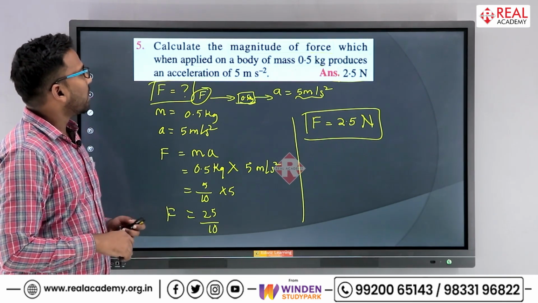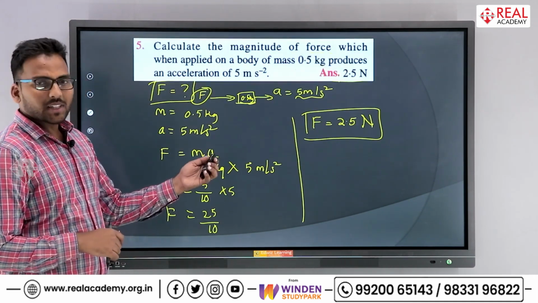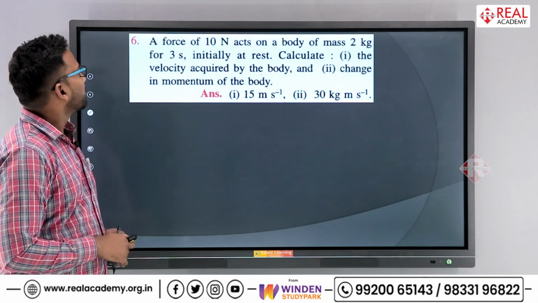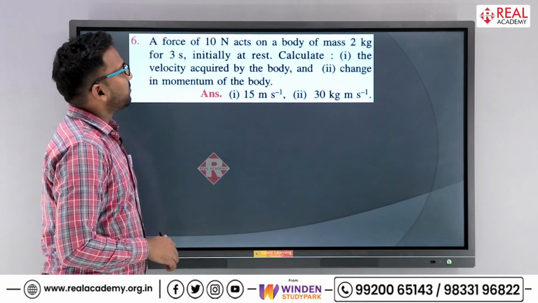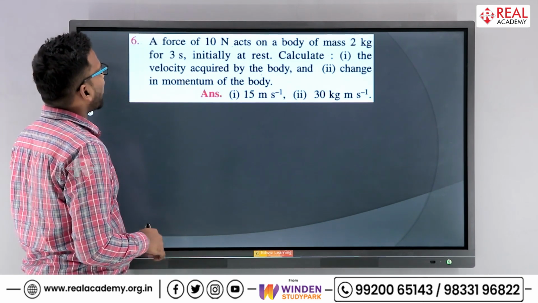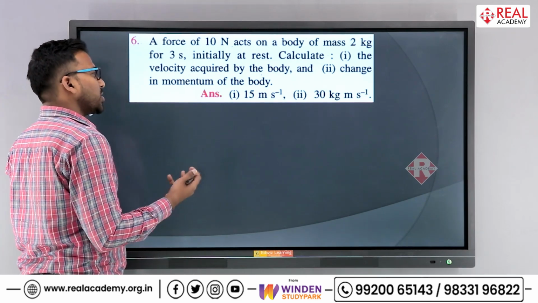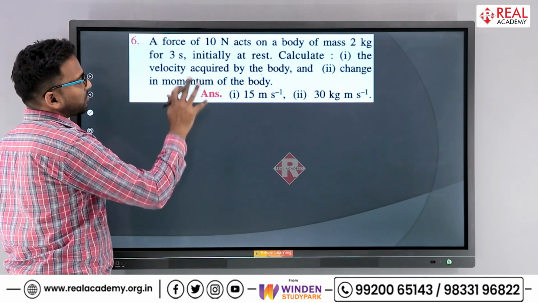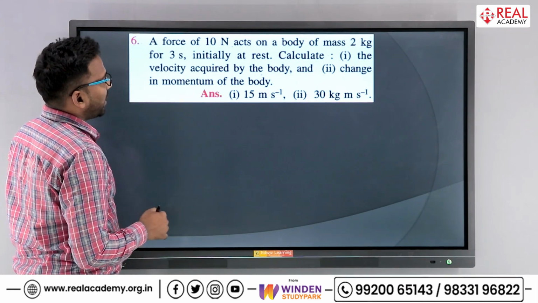Okay. Now, next question. Got this answer, everyone? Okay, next question. A force of 10 Newton acts on a body of mass 2 kg for 3 seconds, which is initially at rest, and calculate. There are a few points which need to be calculated. Okay. So shall we extract the data?